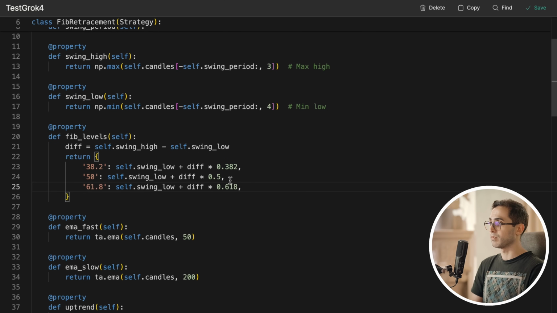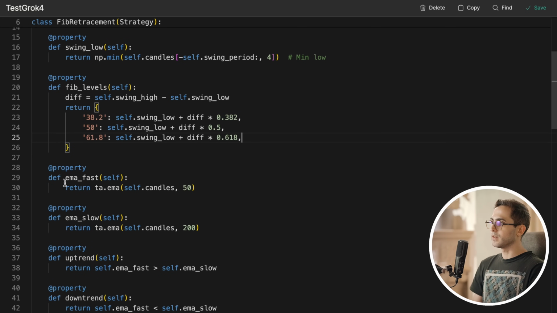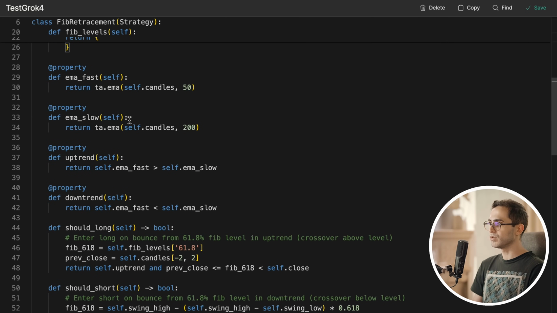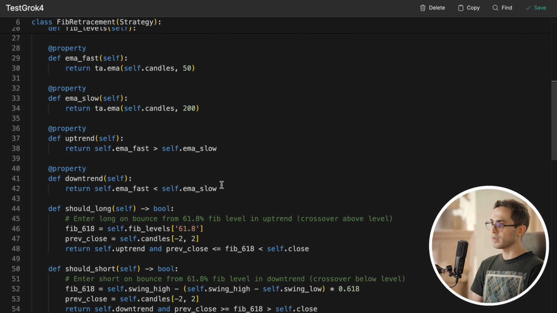Okay, this is not only true, but I kind of like how it wrote it. It's very simple and practical. Now then it defined an EMA fast with a period of 50, another one with a period of 200 for slow. The uptrend is when the EMA fast is above EMA slow. The downtrend is the opposite of that.